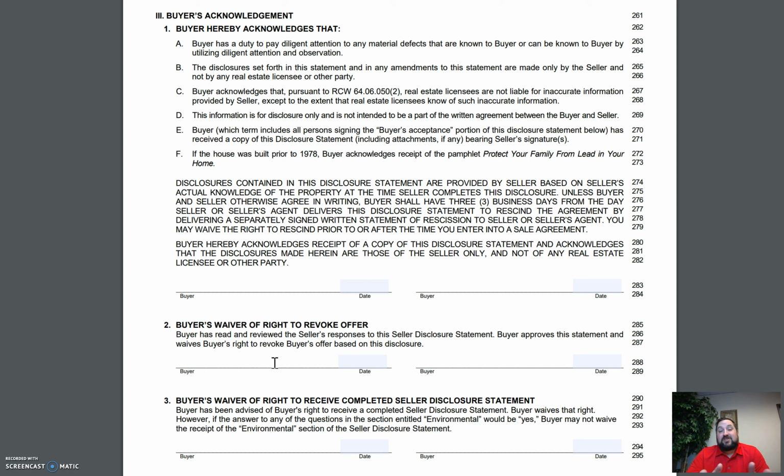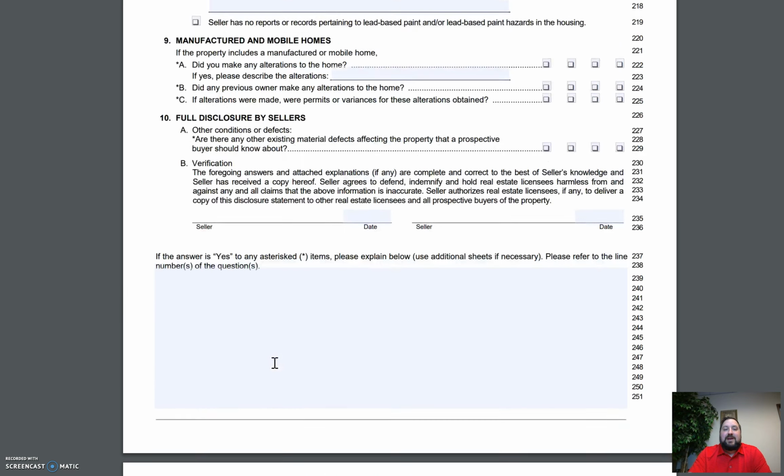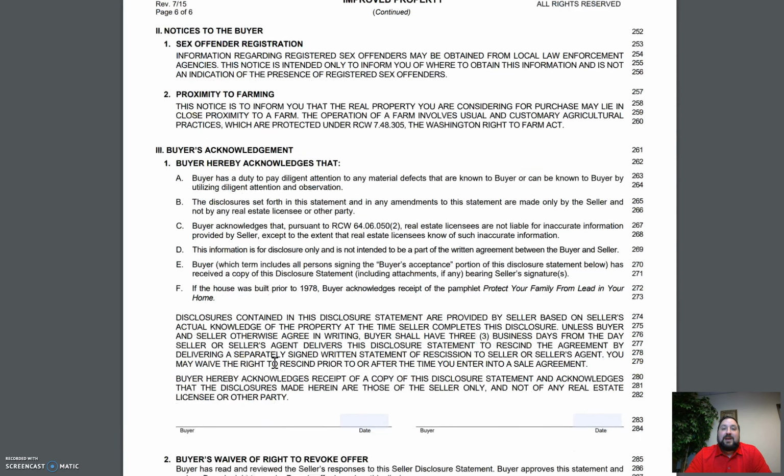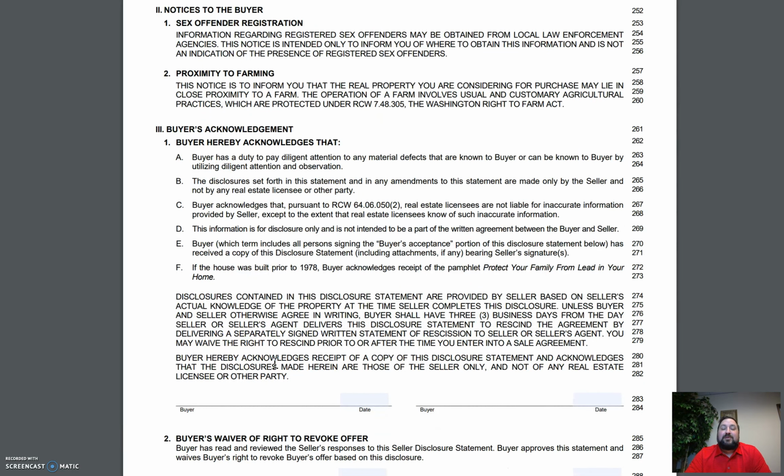So this is just a nutshell going over a Form 17, really. There's a lot more involved with it, and you read through it all. I'm not going to go through everything here. The form you just saw actually notices to the buyer on the sex offender registry. This does nothing for the sex offender registry. This is up to the buyer's due diligence, and proximity to farming. It may lie in close proximity to a farm, and because of that, it might have protections, and so you may need to do some research as well as a buyer for that.